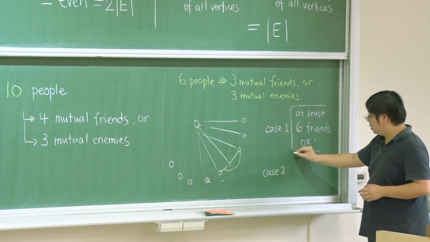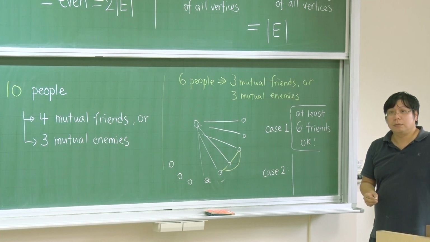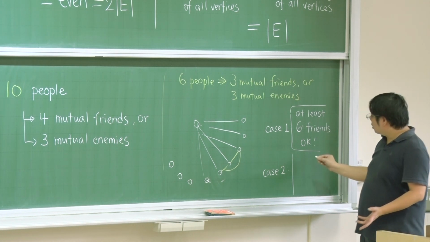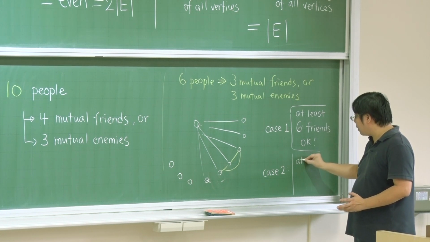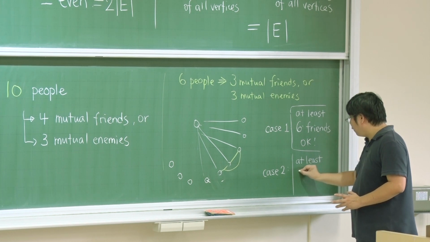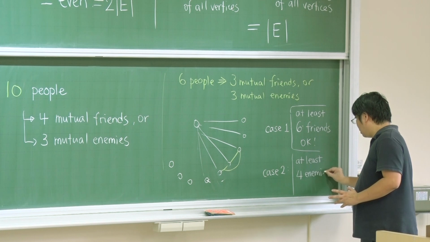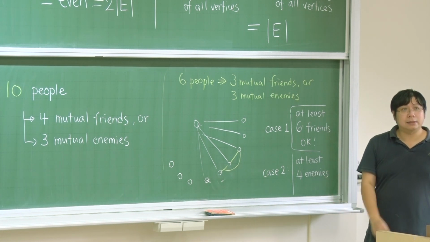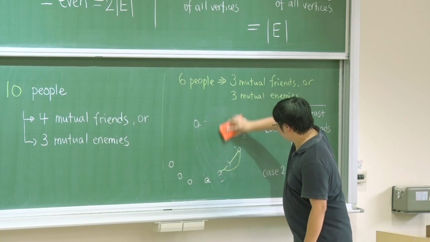Case 2 is this person does not have at least 6 friends. What happened? So it does not have at least 6 friends, so it must have at least 4 enemies. Am I correct? Does that make sense? Because there are 9 people already here. There are just 9 people.